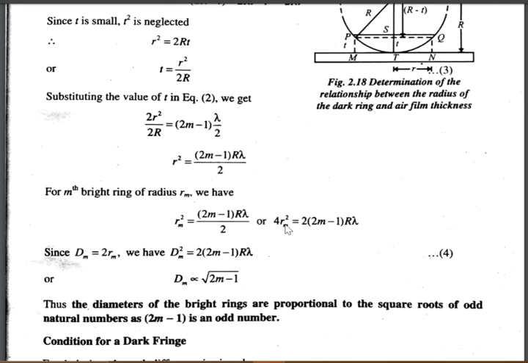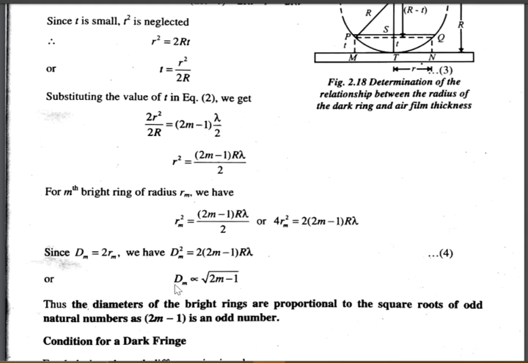It becomes 4Rm square is equal to 2 into (2m minus 1) into R lambda. Since dm is 2Rm, squaring it, dm square will become 4Rm square. So therefore, we can write 4Rm square as dm square, and it is equal to 2 into (2m minus 1) into R into lambda.